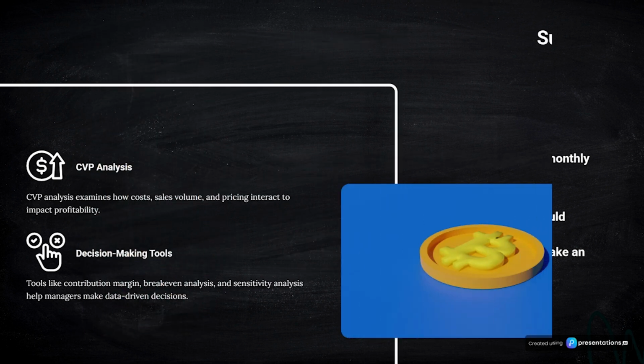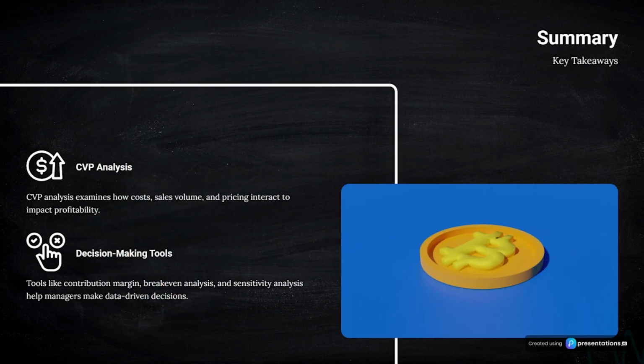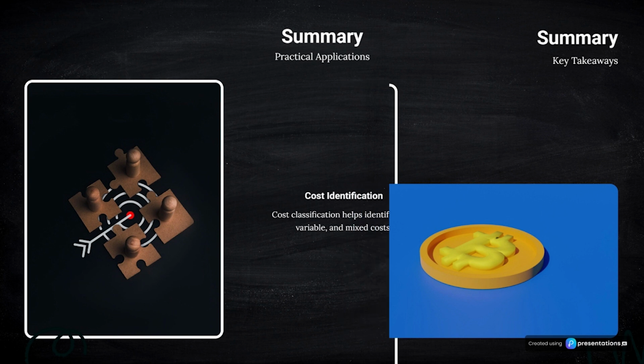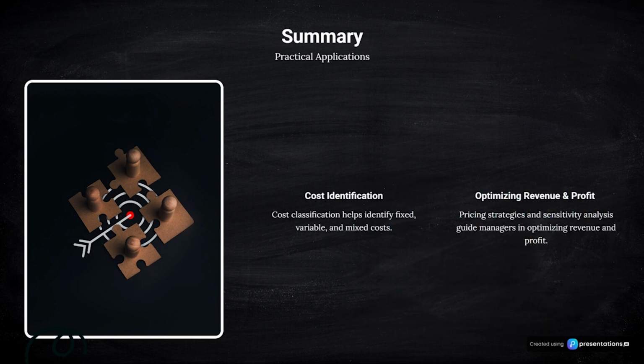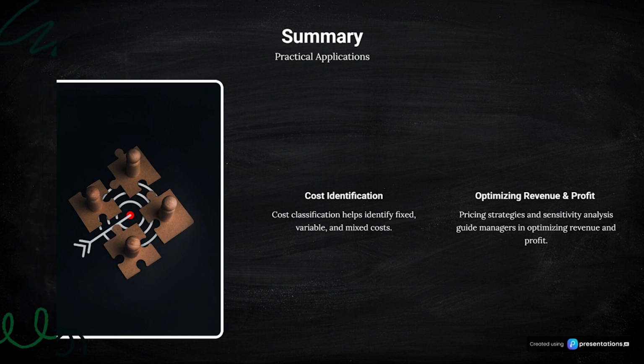To summarize, CVP analysis examines the relationships between costs, sales volume, and pricing to evaluate profitability. Key tools like contribution margin, break-even analysis, and sensitivity analysis provide managers with actionable insights for decision-making. Cost classification helps managers understand how different types of costs behave. Pricing strategies and sensitivity analysis allow managers to make proactive changes that optimize profitability. Mastering these tools is critical for driving the success of any organization.